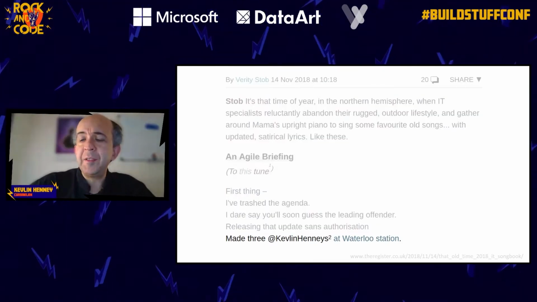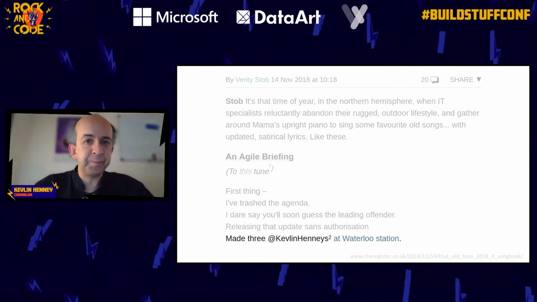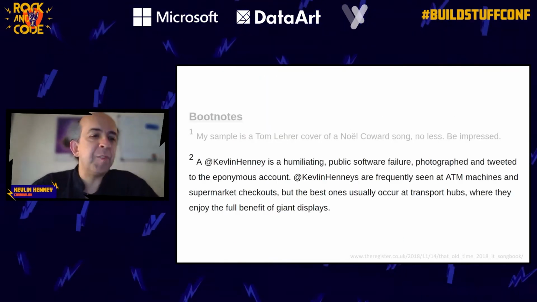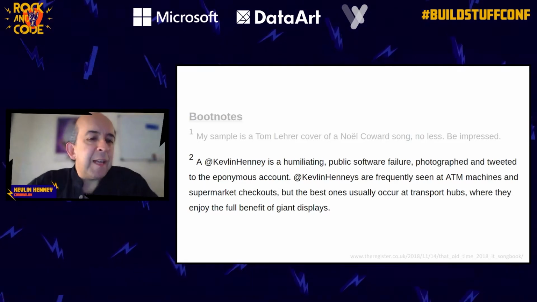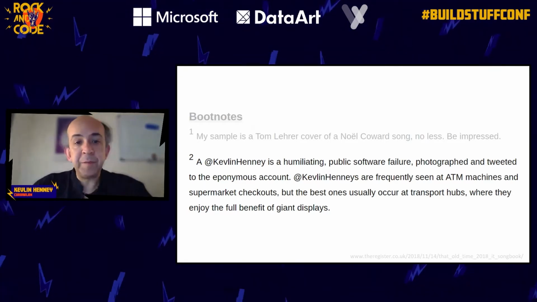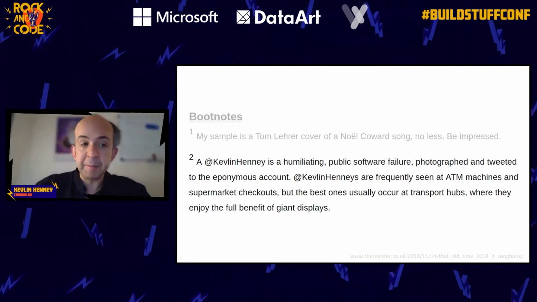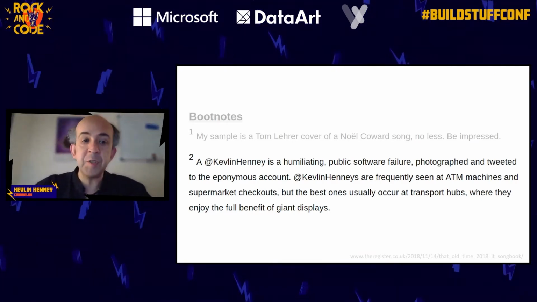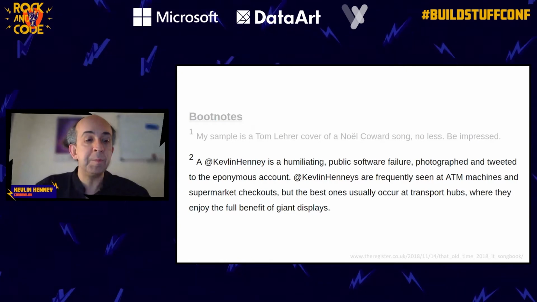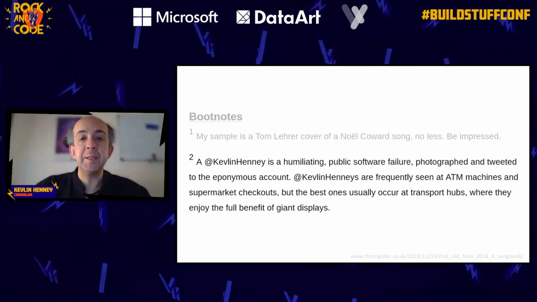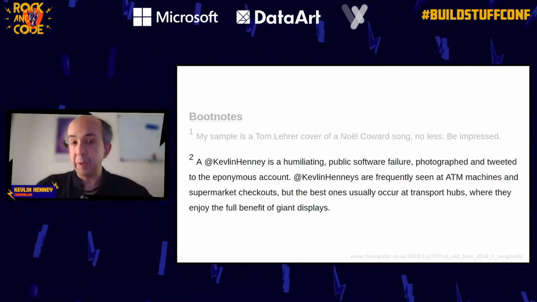There at the end, it made 3 Kevlin Henneys at Waterloo Station, where the definition is provided. Kevlin Henney is a humiliating public software failure, photographed and tweeted to the eponymous account. Kevlin Henneys are frequently seen at ATM machines and supermarket checkouts, but the best ones usually occur in transport hubs, where they enjoy the full benefit of giant displays, such as this one.